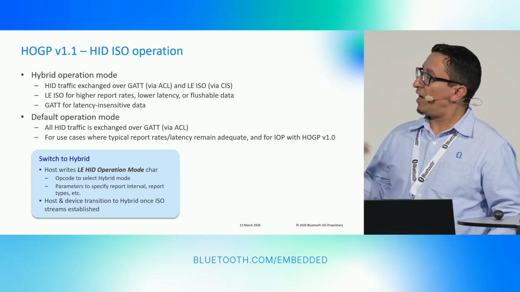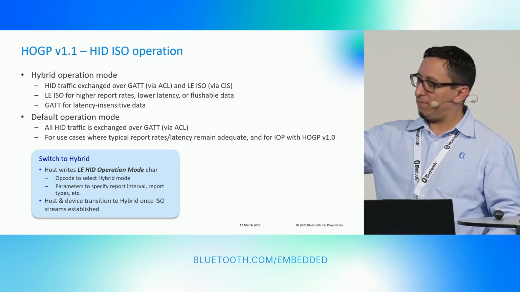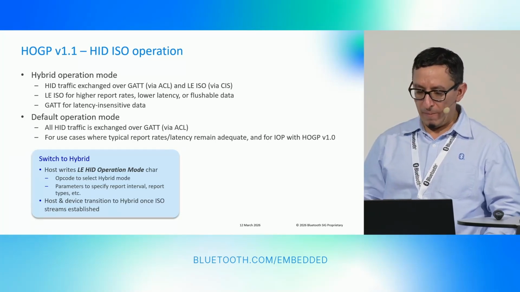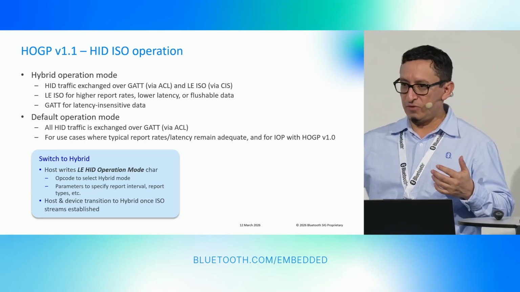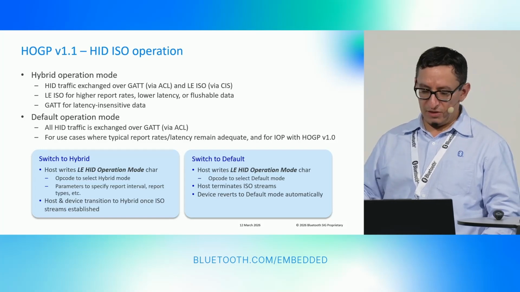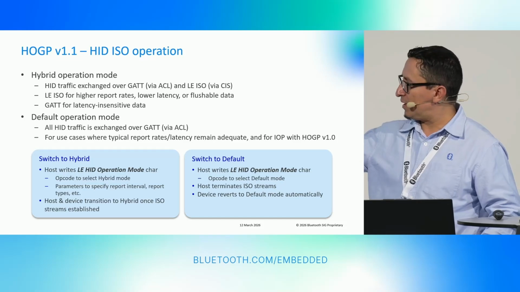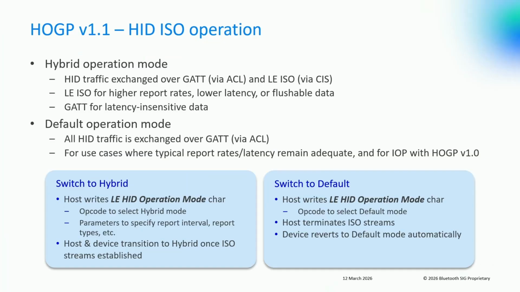Now, to switch to hybrid mode at a high level, the host must write to the LE HID operation mode characteristic an opcode that's needed to select the hybrid mode. And then once isochronous streams are established, the host and the device can then transition to the hybrid mode. If you want to switch back to default, then once again, the HID host must write to the LE HID operation mode characteristic an opcode to select the default mode. And the host will terminate the ISO stream, and the device will revert to default mode automatically.